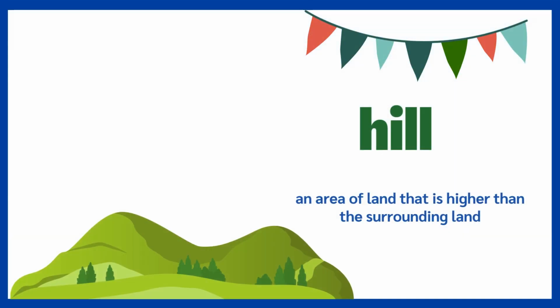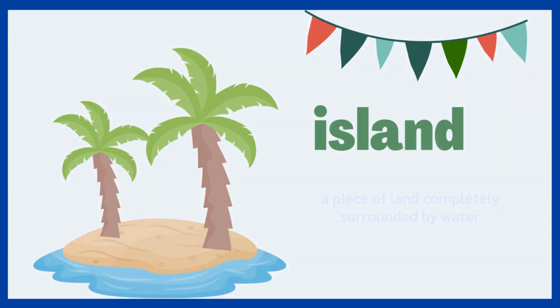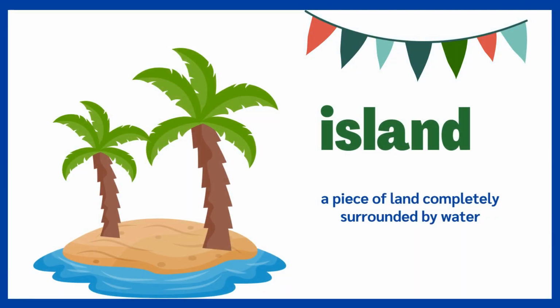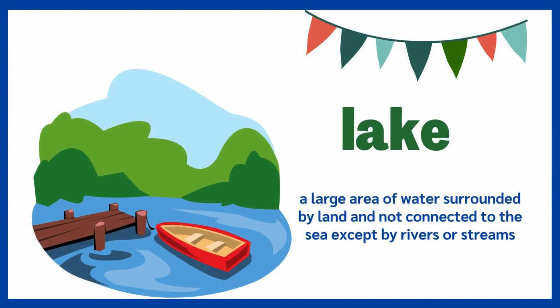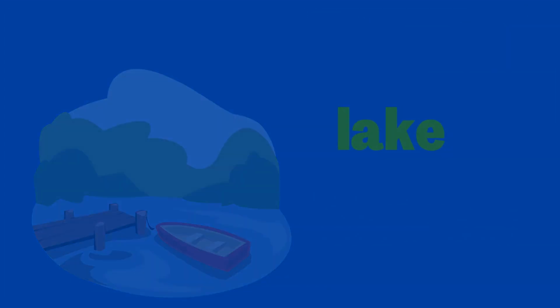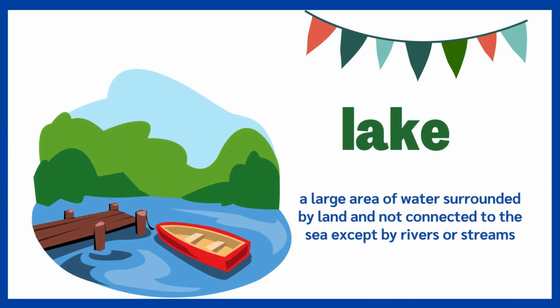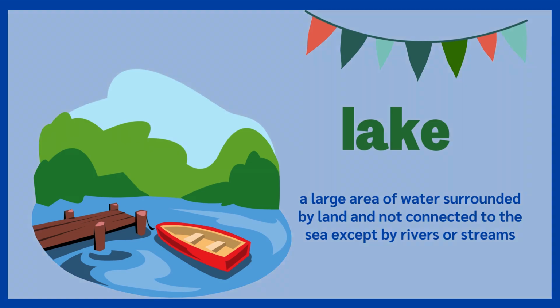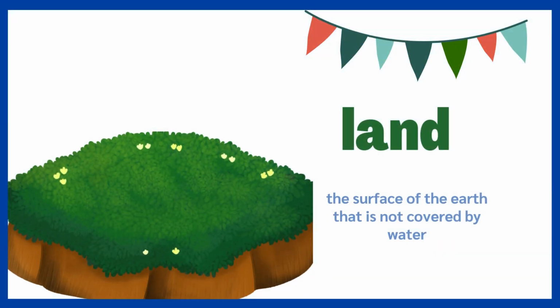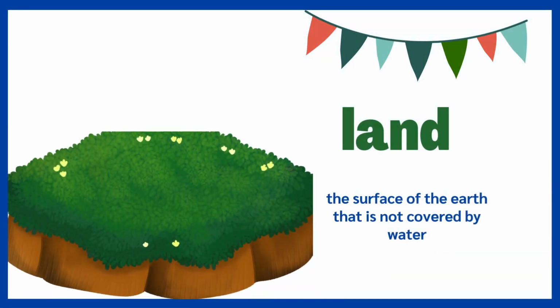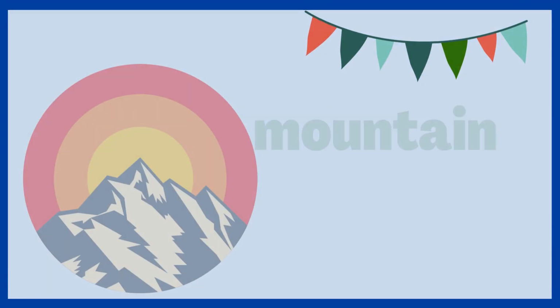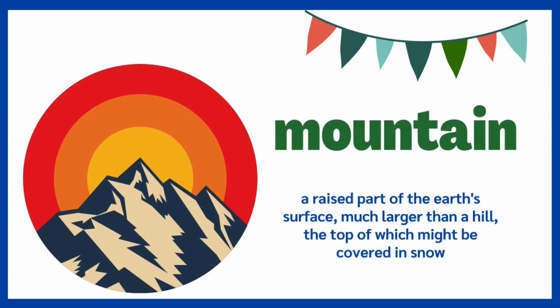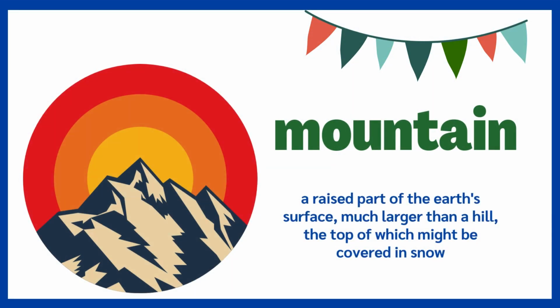Hill. An area of land that is higher than the surrounding land. Island. A piece of land completely surrounded by water. Lake. A large area of water surrounded by land and not connected to the sea except by rivers or streams. Land. The surface of the earth that is not covered by water. Mountain. A raised part of the earth's surface, much larger than a hill, the top of which might be covered in snow.